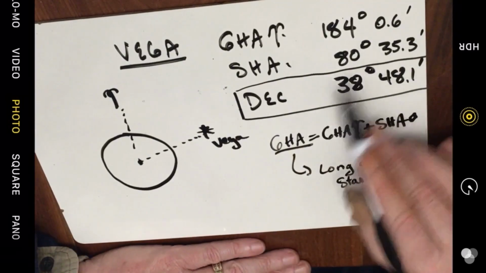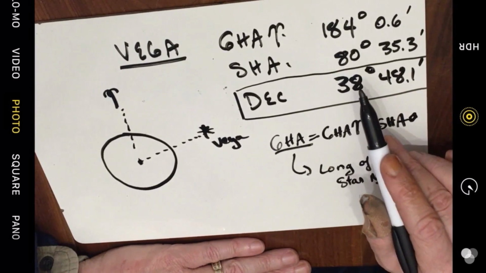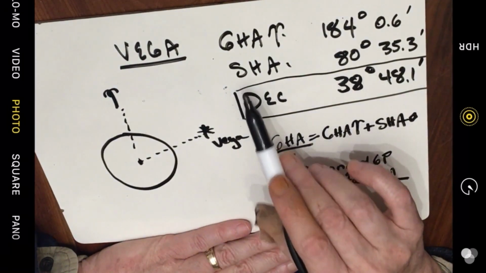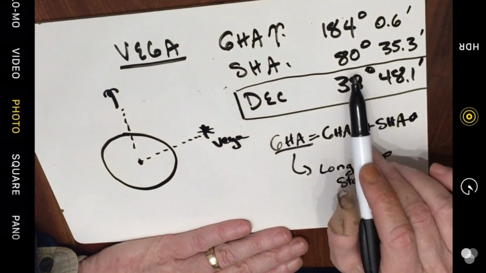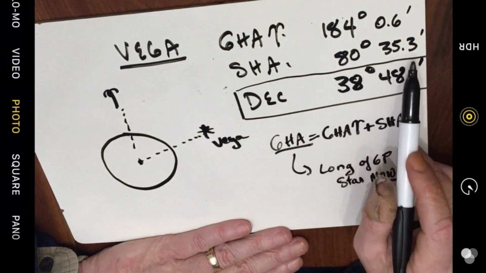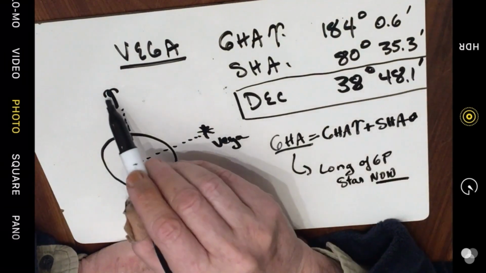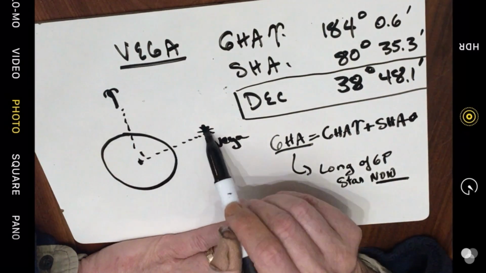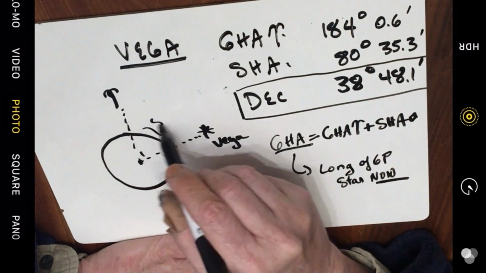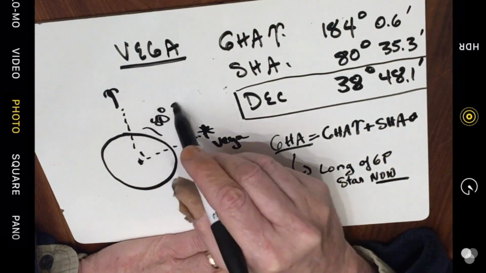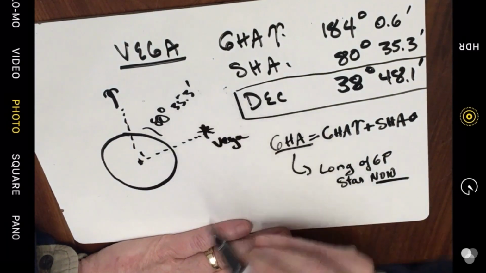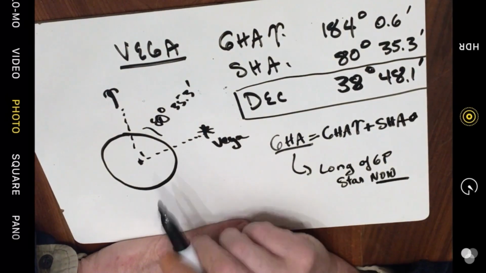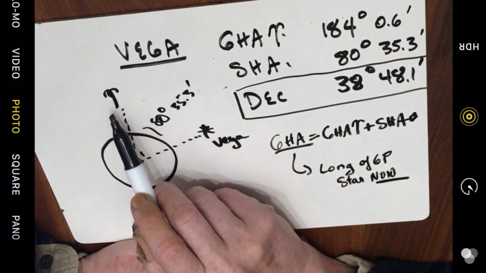So let's look at the situation that we find ourselves in with Vega. Now, the sidereal hour angle of Vega is 80 degrees, 35.3 minutes. So if you look at Aries, down to the center of the Earth, out to Vega, this is going to be 80 degrees, 35.3 minutes. Now, the next thing that we have to figure out: where is the Greenwich prime meridian in relationship to Vega?